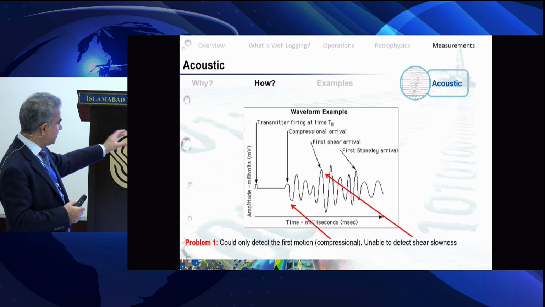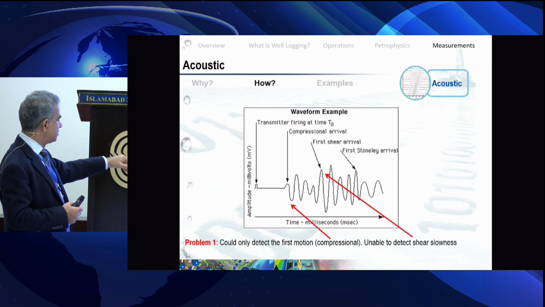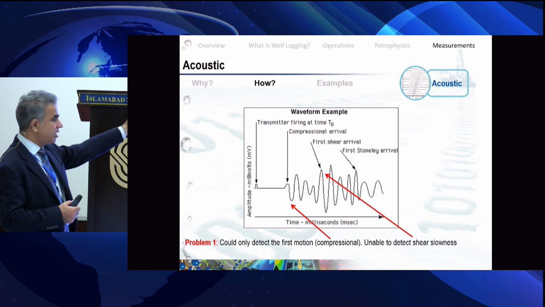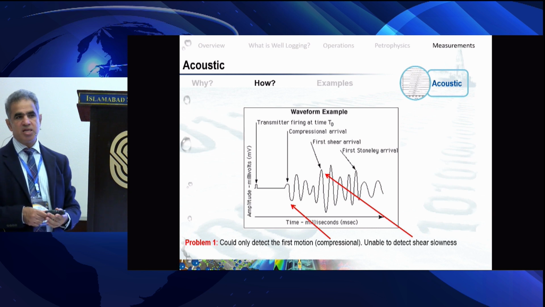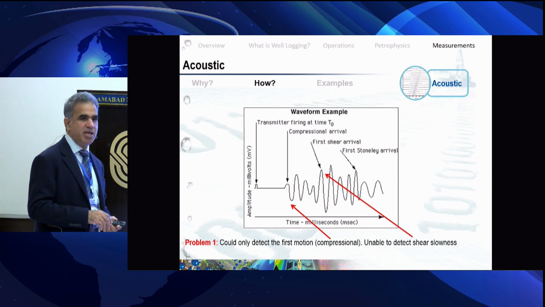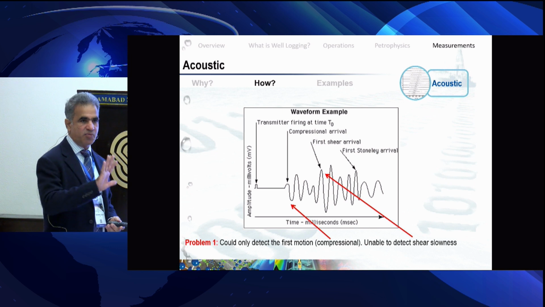Sometimes we don't detect the first motion, the compressional, and sometimes we're not able to see the shear, but the Stoneley, the mud arrival, comes earlier. So this is based on their characteristics relative to the formation.